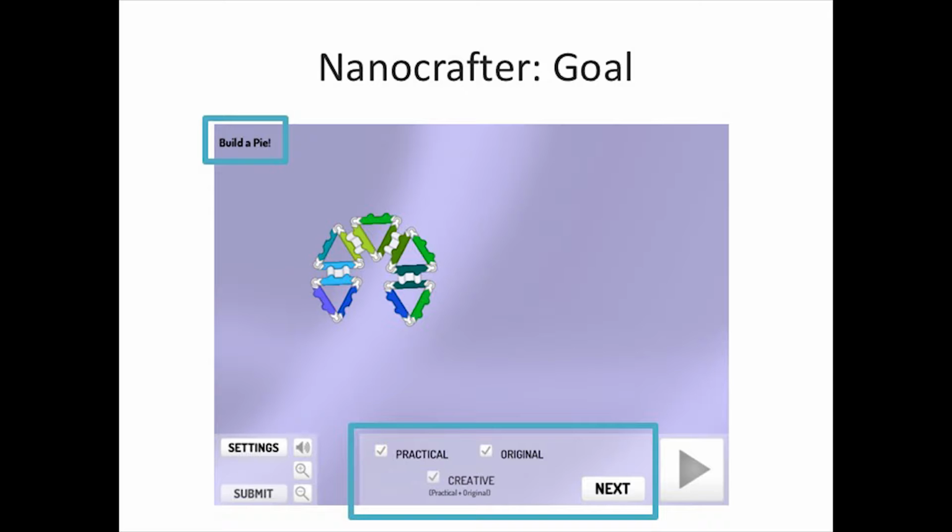And so we don't have a way to automatically evaluate whether they responded to that prompt appropriately or in an interesting way. So the way that the players actually get points in Nanocrafter is through ratings by other players. Once a player has created what they think is a good solution to a prompt, they can upload that and share it. Then other players can go through a gallery or a slideshow watching other players' solutions and rating them on whether they think they're practical or original. If a solution gets a checkbox for both practical and original, then they get a bonus point for being creative.